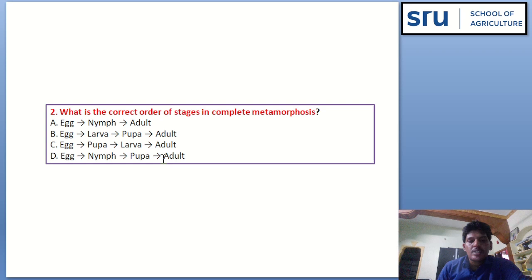What is the correct order of stages in complete metamorphosis? Egg, nymph, adult; egg, larva, pupa, adult; egg, pupa, larva, adult; egg, nymph, pupa, adult. Here the correct answer is egg, larva, pupa, adult. So it is the correct order of the stages in complete metamorphosis.